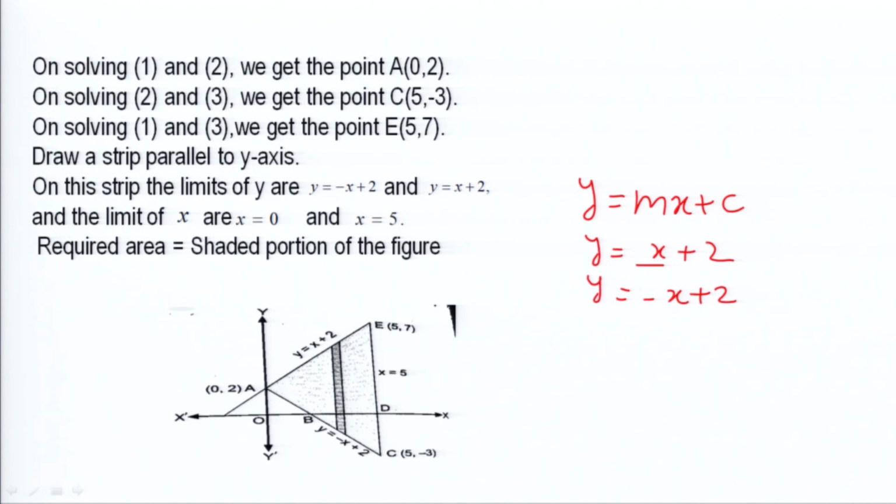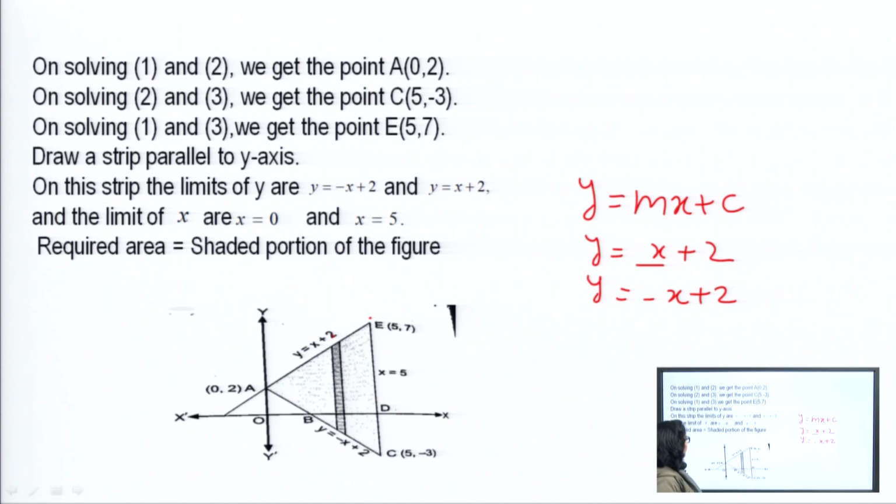The line equations are y is equal to x plus 2, another is y is equal to minus x plus 2, and next equation is x equal to 5, that means it is parallel to the y axis. This is the shaded area. We want the area of this enclosed triangle. So, these are the intersection points, that is 0 comma 2, 5 comma minus 3 and 5 comma 7.